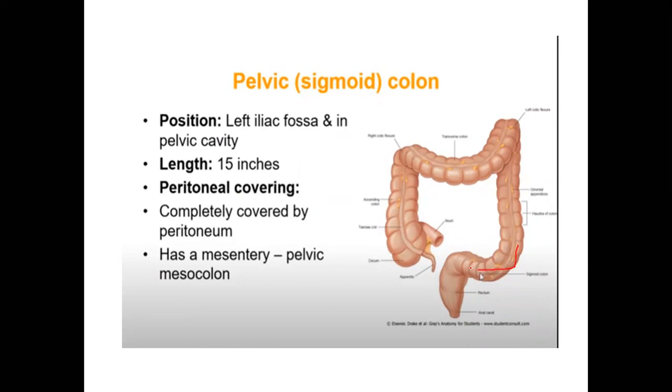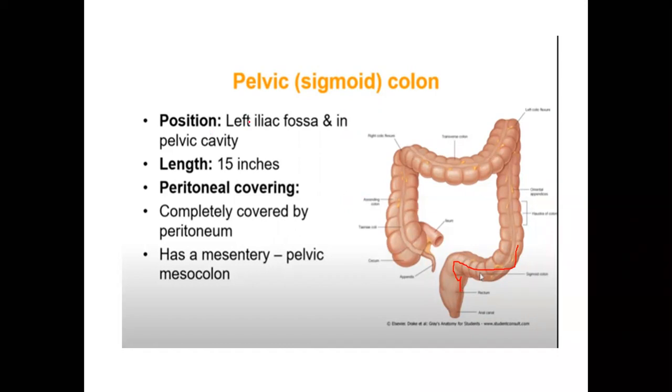Now this whole part is the sigmoid colon, which is then turning into the rectum and the anal canal. Now this sigmoid colon is part of the pelvic cavity, but I have taken it here so that we can complete one whole organ. That is the reason I've taken the sigmoid colon as a part, for the completion. But the sigmoid colon is a part of the pelvic cavity.